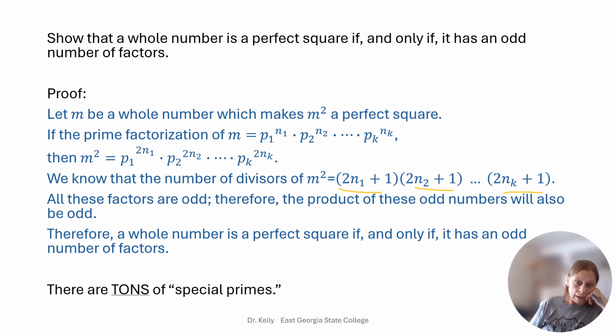And when you multiply odd numbers together, you get an odd. Therefore, a whole number is a perfect square if and only if it has an odd number of factors. And just consequently, there are tons and tons of special primes. There's twin primes. There's Pythagorean prime triplets where they come in threes.